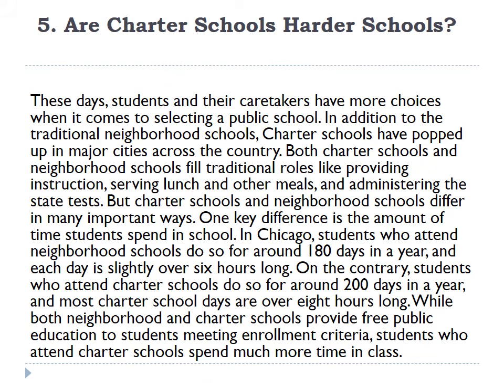One key difference is the amount of time students spend in school. In Chicago, students who attend neighborhood schools do so for around 180 days in a year, and each day is slightly over 6 hours long. On the contrary, students who attend charter schools do so for around 200 days in a year, and most charter school days are over 8 hours long. While both neighborhood and charter schools provide free public education to students meeting enrollment criteria, students who attend charter schools spend much more time in class.